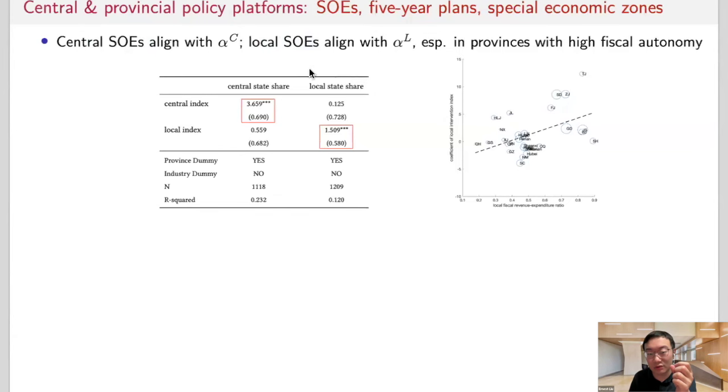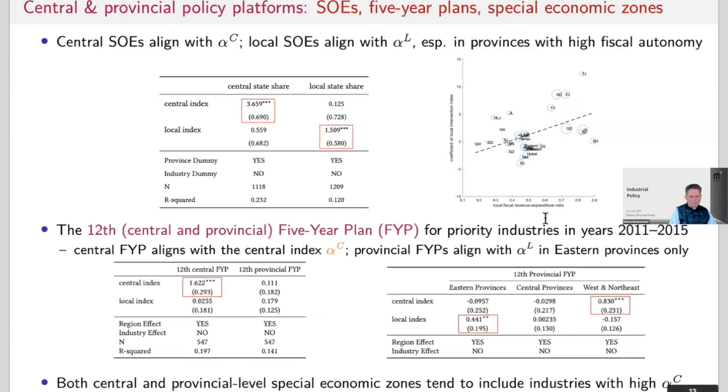If we regress the local state shares on the local index province by province and look at the pattern across provinces in that correlation, we see that the correlation is stronger in areas that receive less fiscal transfer from the central government. In terms of the 5-year plans, the central 5-year plans target the central index. The provincial 5-year plans are correlated but insignificant with both central and local. But if you look across different provinces, in the coastal regions that are financially more developed, their 5-year plans tend to target the local index.